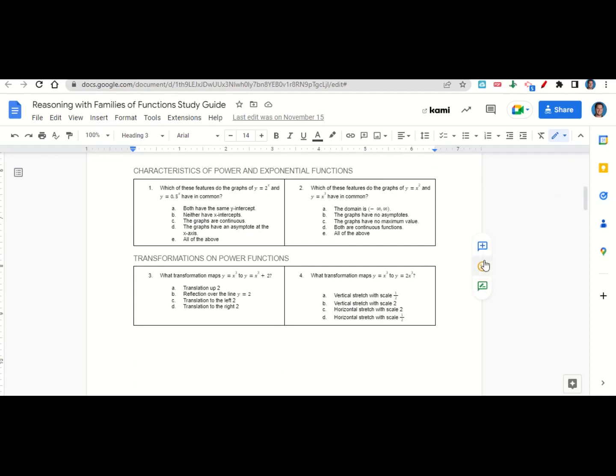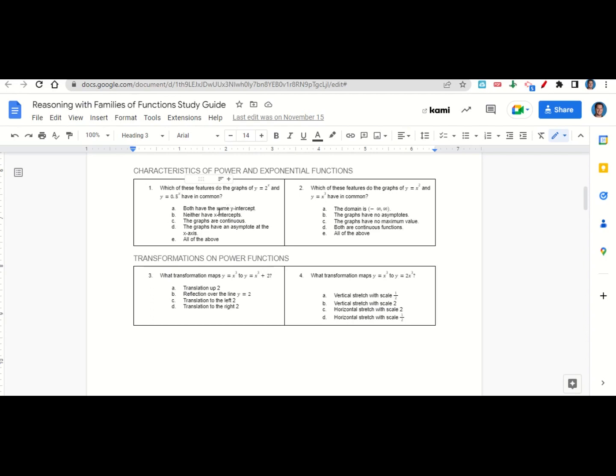It says, which of these features do the graphs of y equals 2 to the x and y equals 0.5 to the x have in common? Well, it says they have the same y-intercept. So remember, the y-intercept means that x is equal to 0. So if we plug 0 in for the first equation here, that's 2 to the 0 power, which is 1. And then we do the same thing here. 0.5 to the 0 power is also 1. So they do have the same y-intercept.